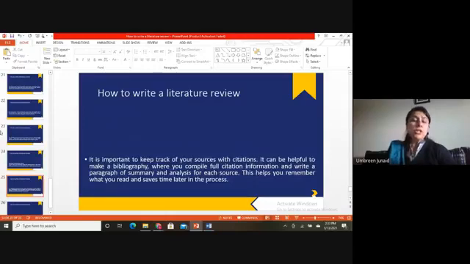It is important to keep track of your sources with citations. It can be helpful to make a bibliography where you compile full citation information and write a paragraph of summary and analysis for each source. This helps you remember what you read and saves time later in the process. This is a very important step.